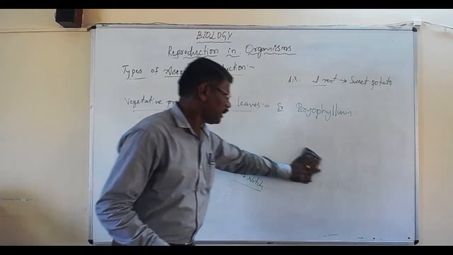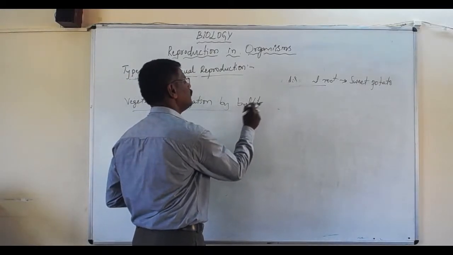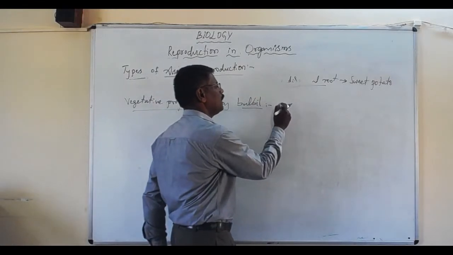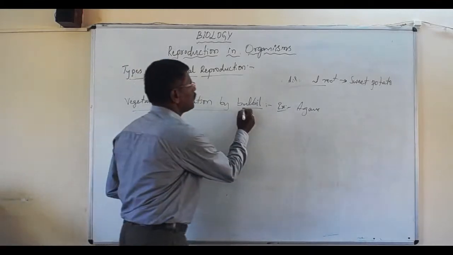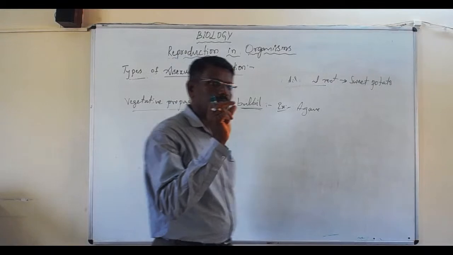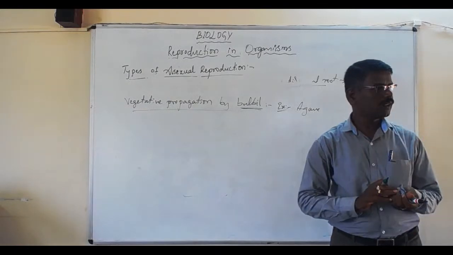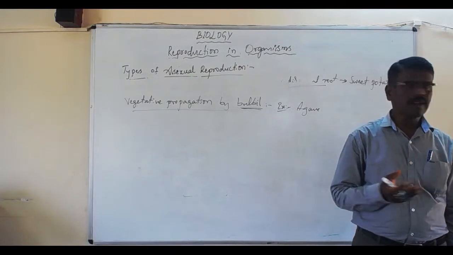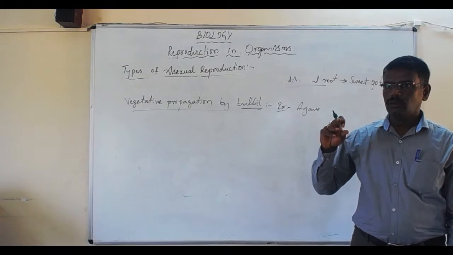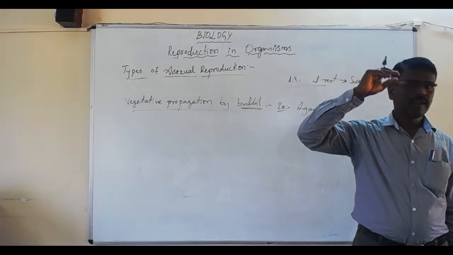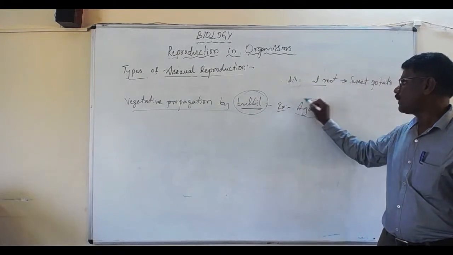Now, vegetative propagation by bulbil. Example, Agave. Bulbils are formed in the inflorescence, certain flowers of the inflorescence, the lower flowers, which develop as a structure called a bulbil, completely developed in the inflorescence. After they mature, the bulbils in the inflorescence part wither and fall down. Each bulbil grows as a new individual, as you see in annual plants.